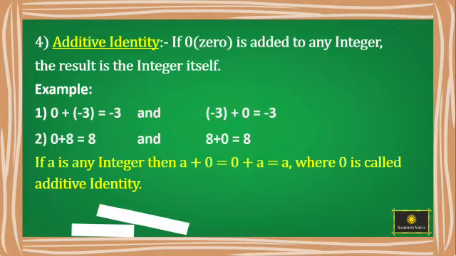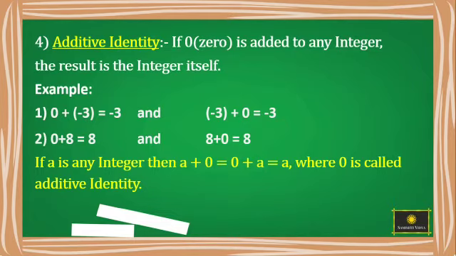If a is an integer, then a plus 0 is equal to 0 plus a equal to a, where 0 is called the additive identity.